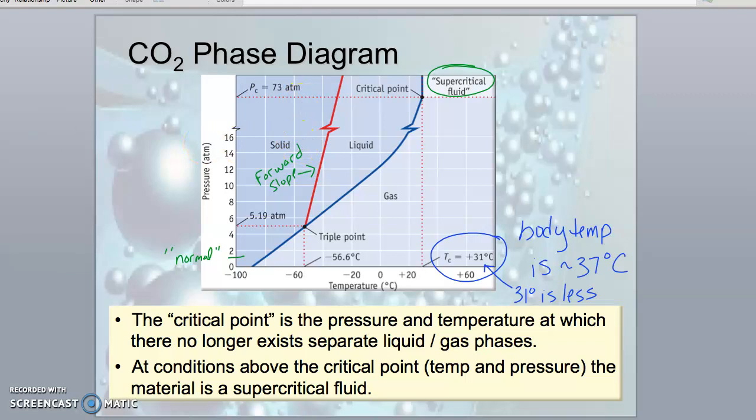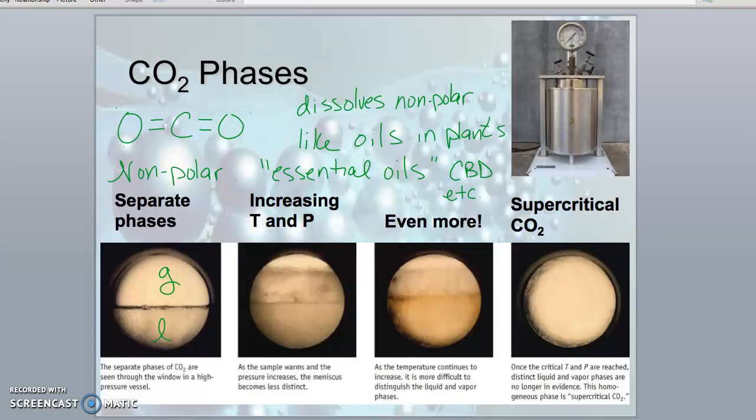So let's go up to this critical point. We've got this critical point where we start to enter into this region called the supercritical fluid. Now, the supercritical fluid is like a new phase. It's not a liquid or a gas, but it has properties of both. So let's take a look at this slide.